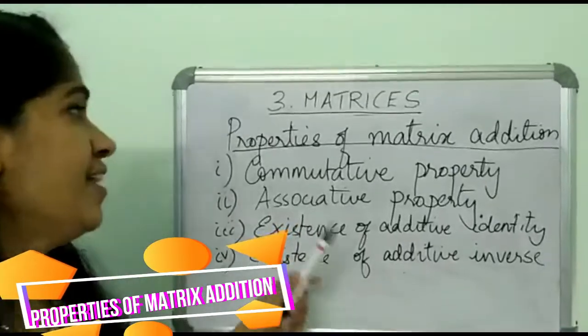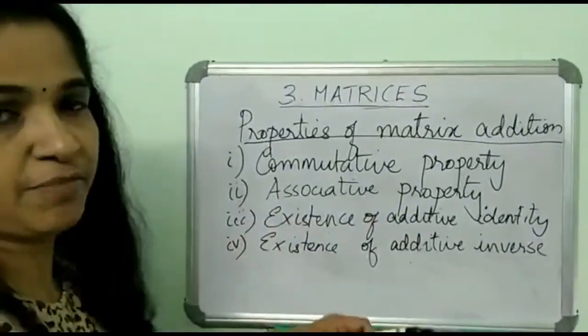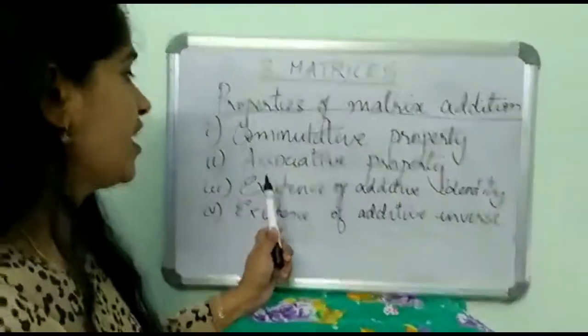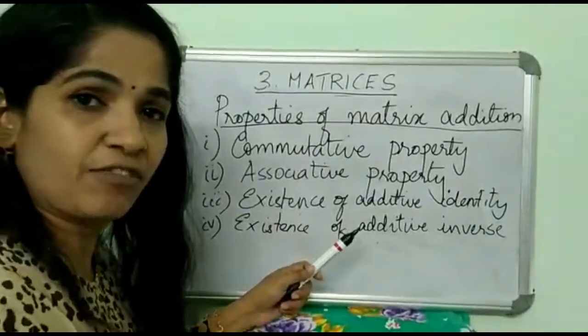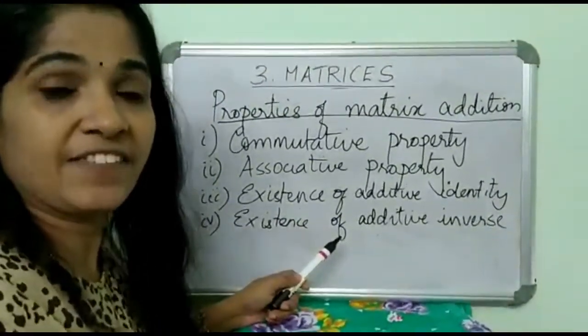Now that we are going to stop the different operations on matrices, what we are going to do now is deal with the properties of matrix addition and properties of scalar multiplication. Coming to the properties of matrix addition, the 4 properties are: first, the commutative property; second, the associative property; third, the existence of additive identity; and fourth, the existence of additive inverse.